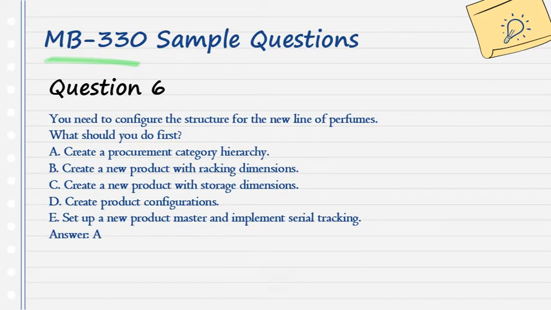Question 6. You need to configure the structure for the new line of perfumes. What should you do first? A. Create a procurement category hierarchy. B. Create a new product with racking dimensions. C. Create a new product with storage dimensions. D. Create product configurations. E. Set up a new product master and implement serial tracking. Answer: A.